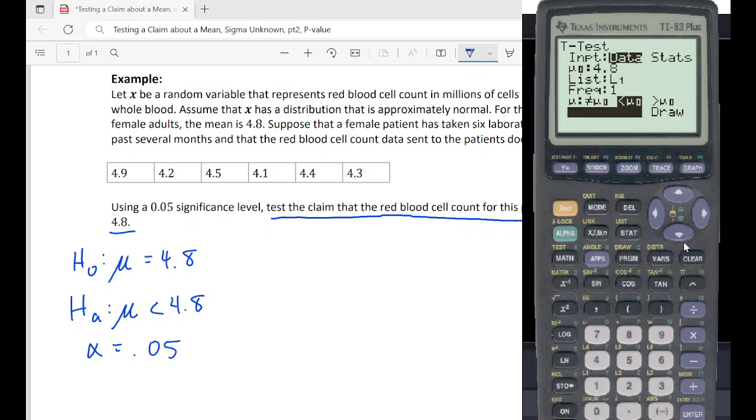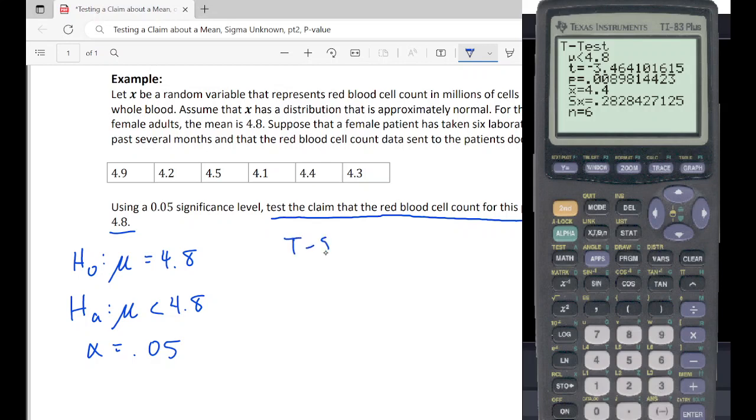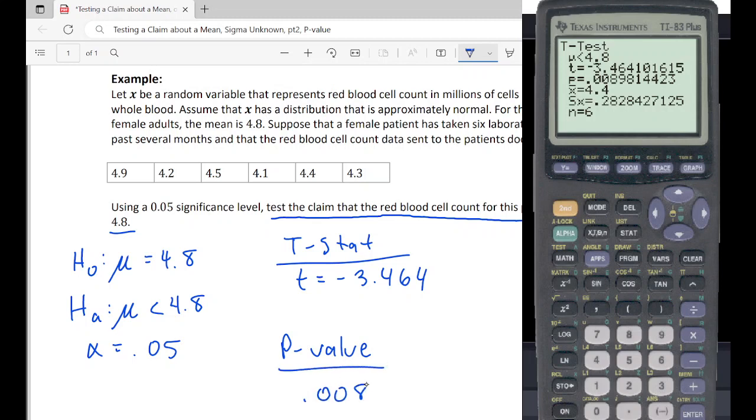I'm going to do that, and then we're going to press calculate, and then enter. It'll think about it, and then give us our test statistic of -3.464 and a p-value of 0.0089. I'm not going to bother rounding. It'll be good enough. So our test statistic is t equals -3.464, and we have a p-value of 0.0089.